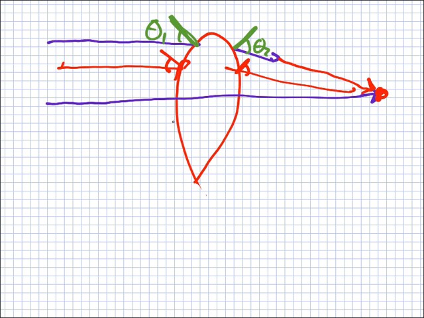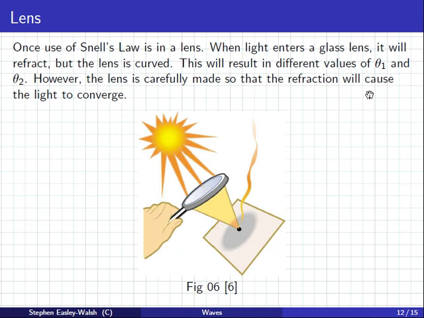Now, the question is, what shape do you make this? Well, you can calculate what shape that is. It's quite complicated to calculate. I can't even remember the name of the shape, but it's a special shape that will make this effect happen. You don't really need to know about that. You just need to know that one application of Snell's law is making a lens.